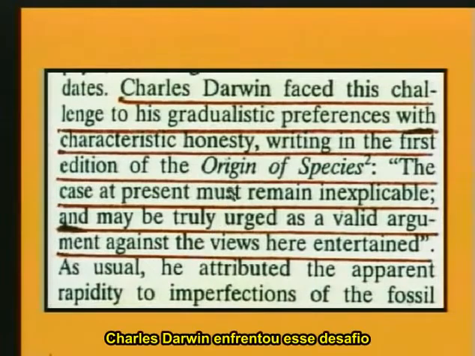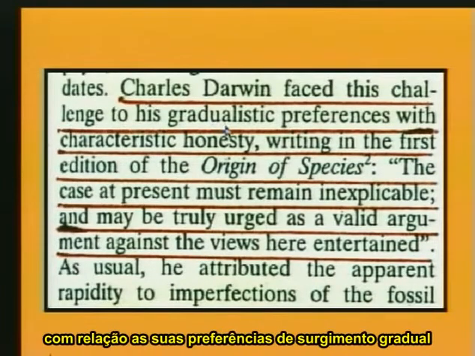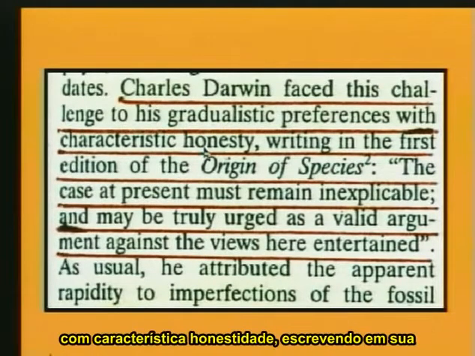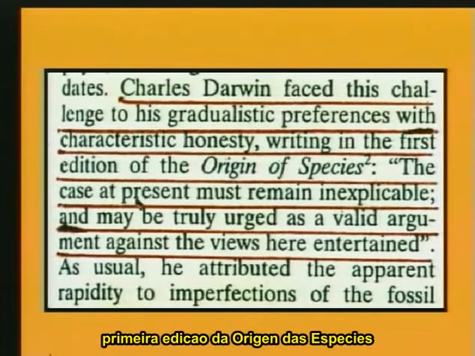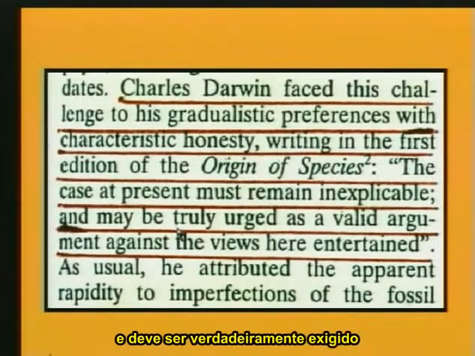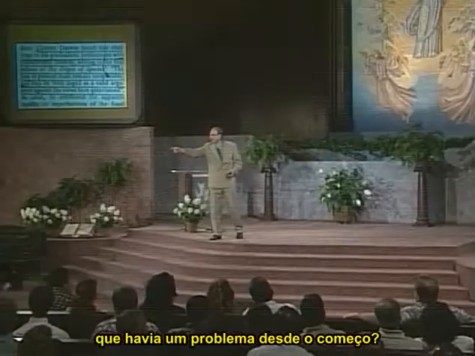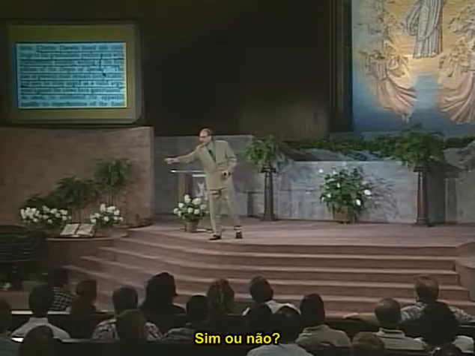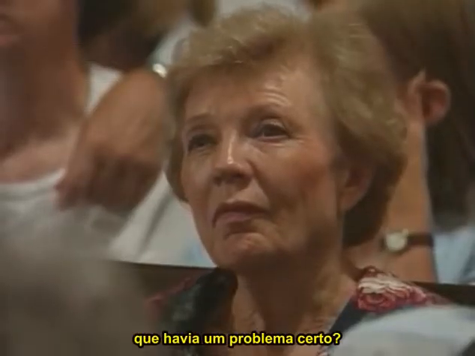Wow. Charles Darwin faced this challenge of his gradualistic preference with characteristic honesty. Writing in the first edition of Origin of Species, the case at present must remain inexplicable and may truly be urged as a valid argument against the views here entertained. Question, did Charles Darwin know there was a problem with this already? So everybody else after that has known that there was a problem with this already, right or wrong?